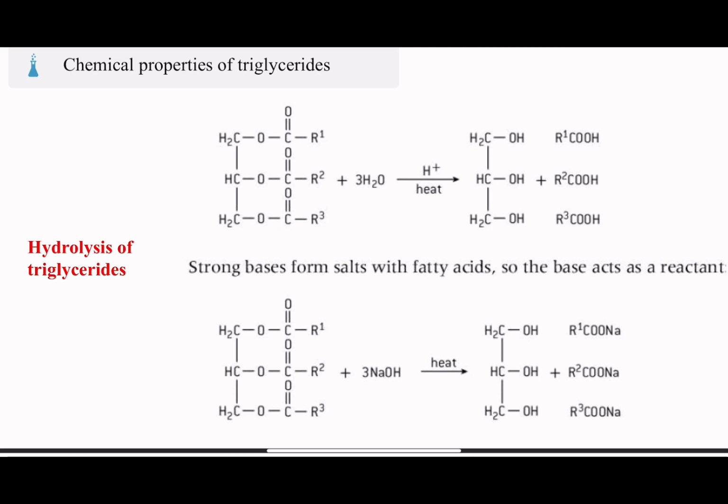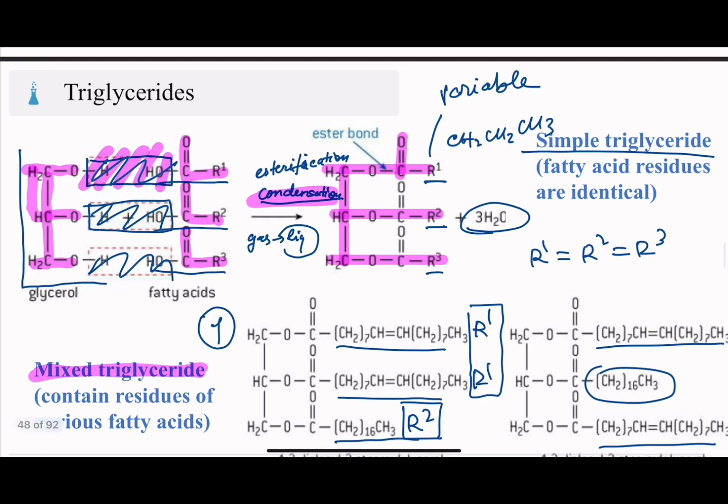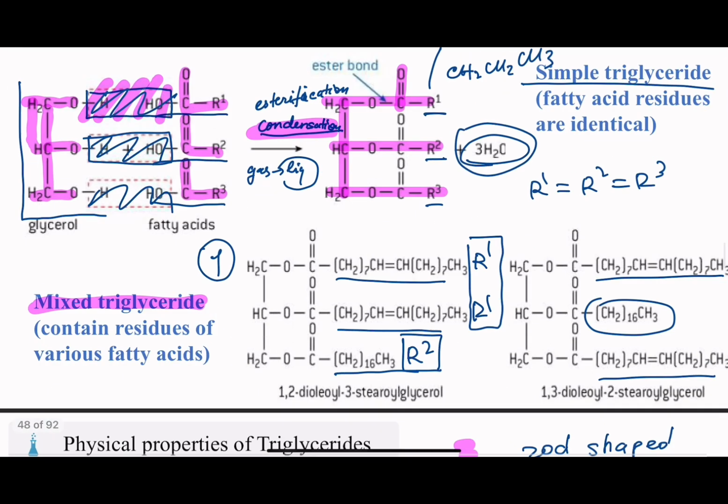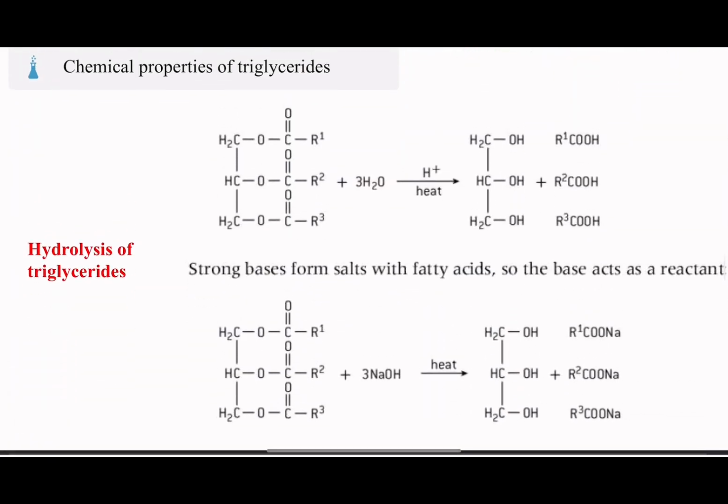Okay, now we're in the chemical properties of triglycerides. We're going to talk about hydrolysis. In the previous reaction, we actually made the triglyceride. We removed the water with the condensation reaction, right? But in this case, we're going to go backwards. It's just the same reaction. So condensation is the way to go in this direction. This is condensation. And then backwards is going to be hydrolysis.